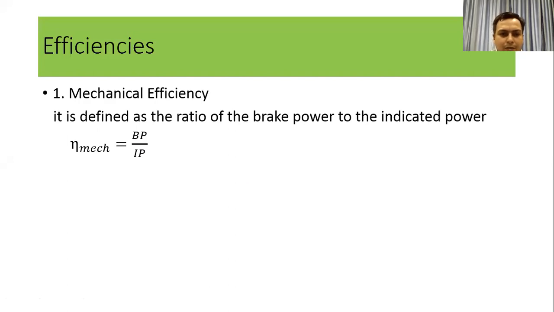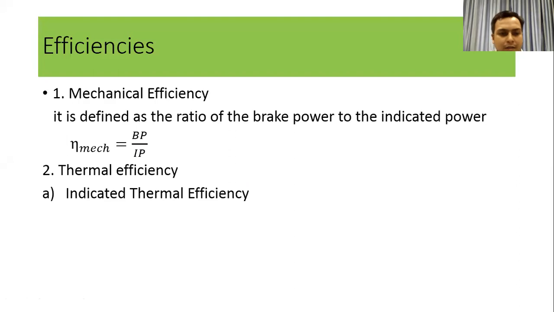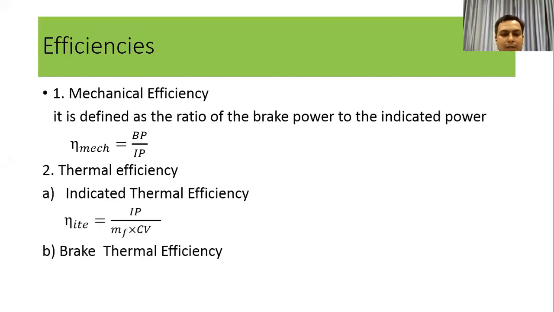Then thermal efficiency. Thermal efficiency is of two kinds. One is indicated thermal efficiency and second is brake thermal efficiency. Indicated thermal efficiency is denoted by eta ITE. ITE means indicated thermal efficiency. It is expressed in terms of IP divided by m_f into CV.